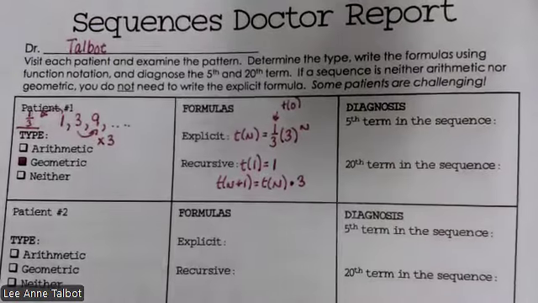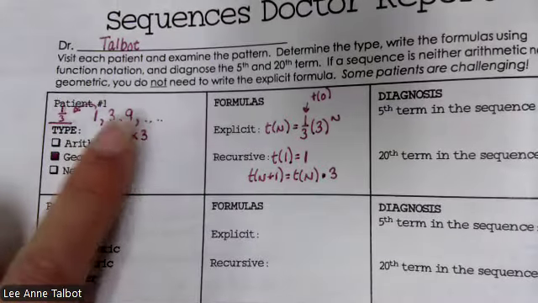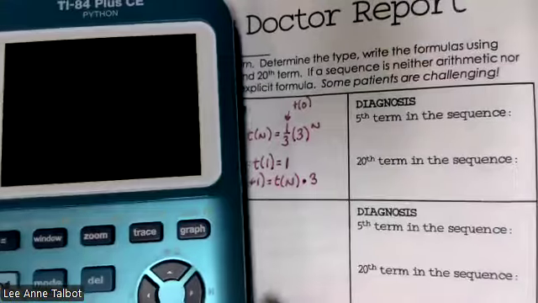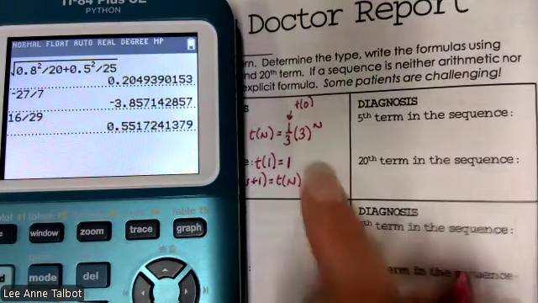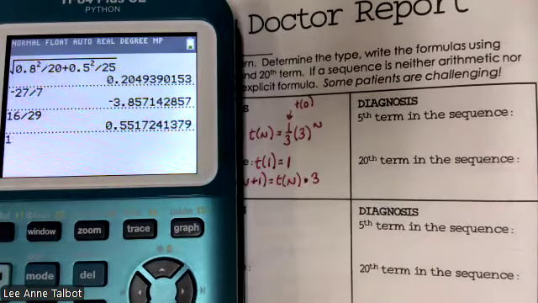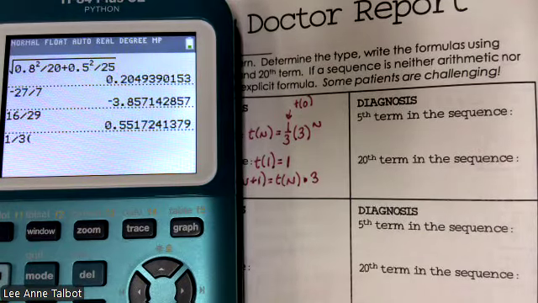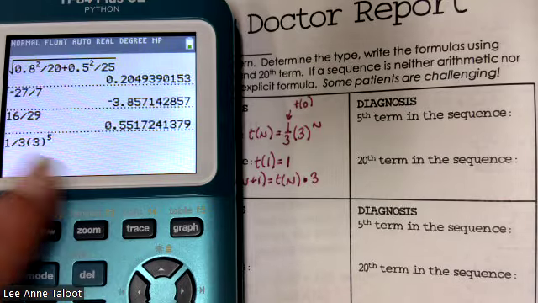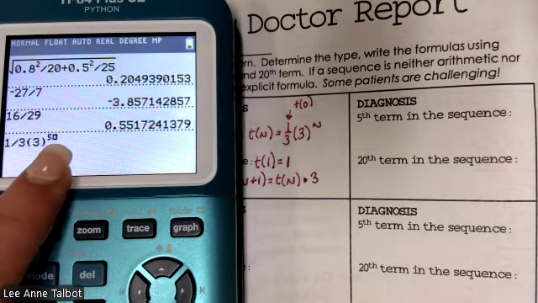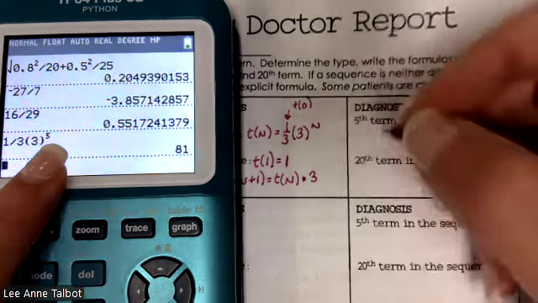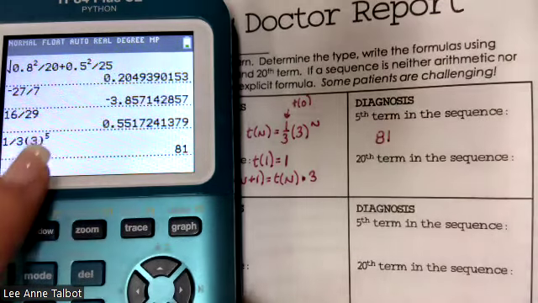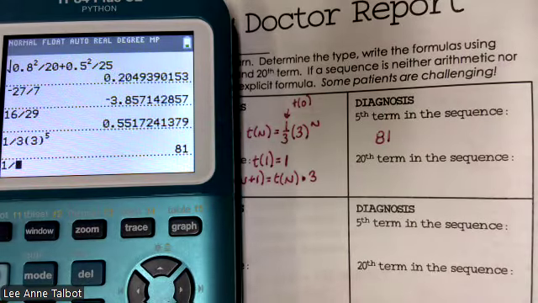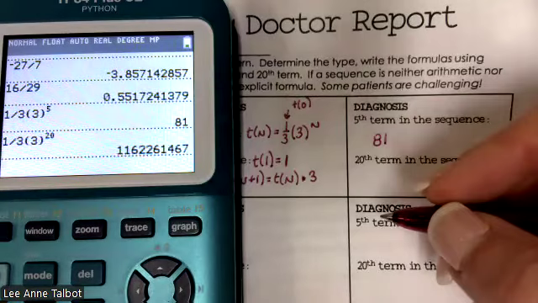Okay, 5th term and 20th term, you can find the 5th term by just continuing to multiply. I'm going to put this in the calculator into the explicit. So 1/3 times 3 to the 5. So notice how I typed that in. I put the 1/3 in front of the parentheses, 3 in the parentheses to the 5. And then 1/3 times 3 to the 20.